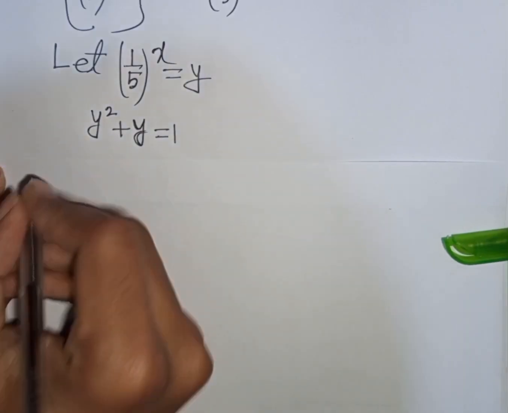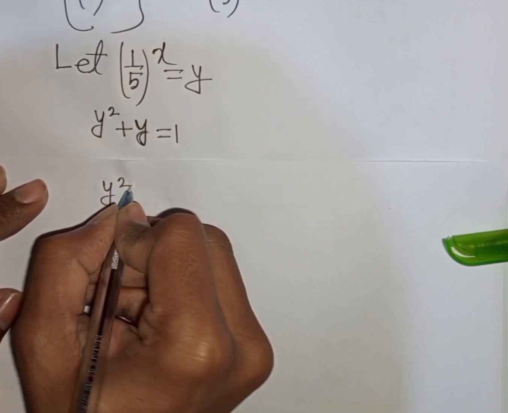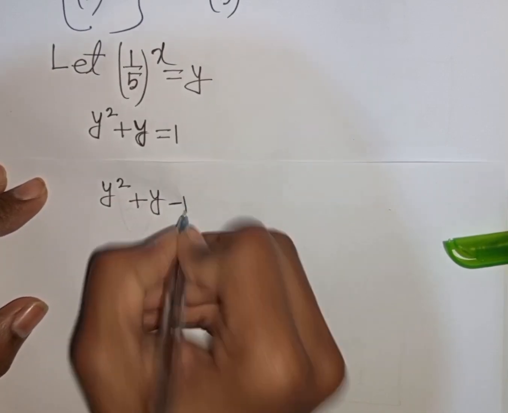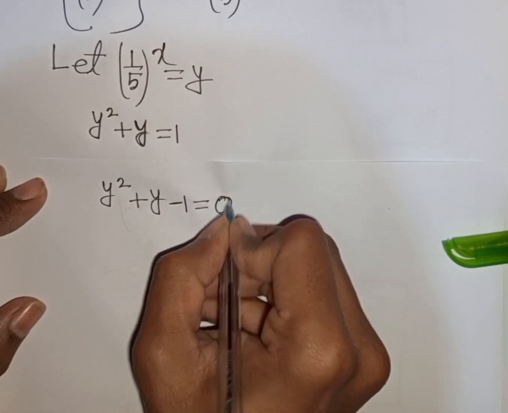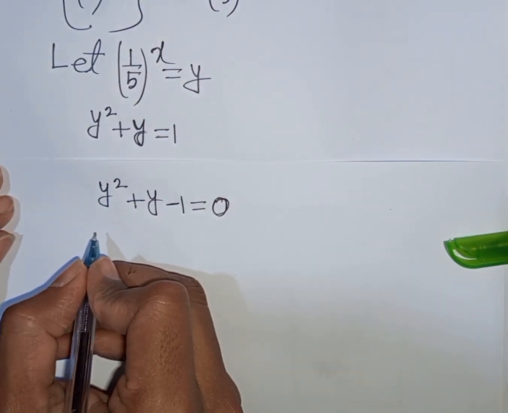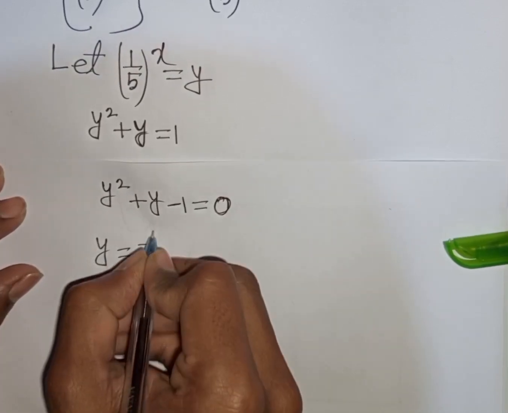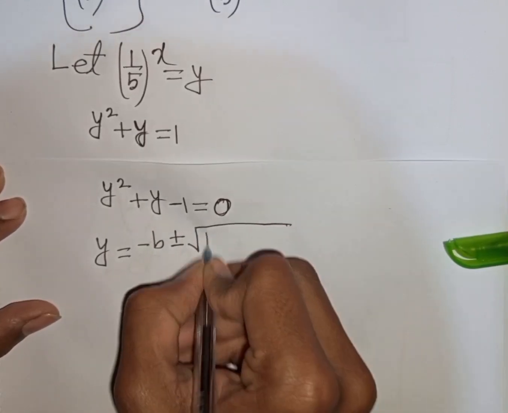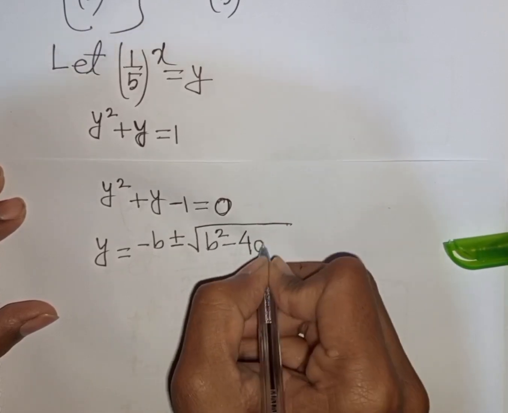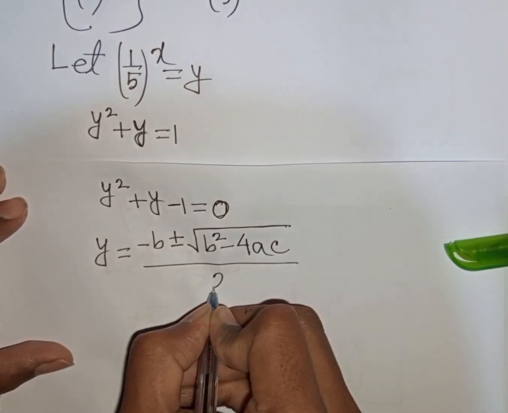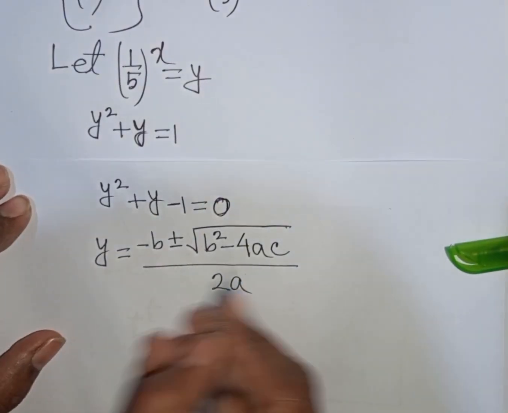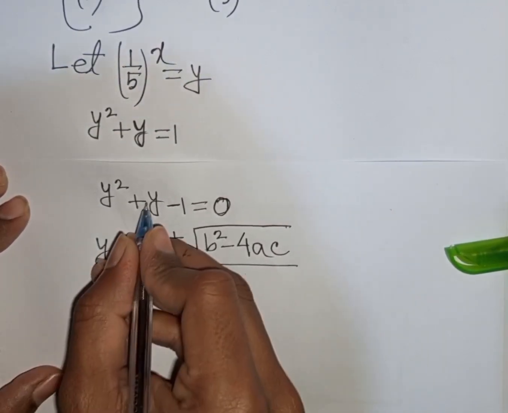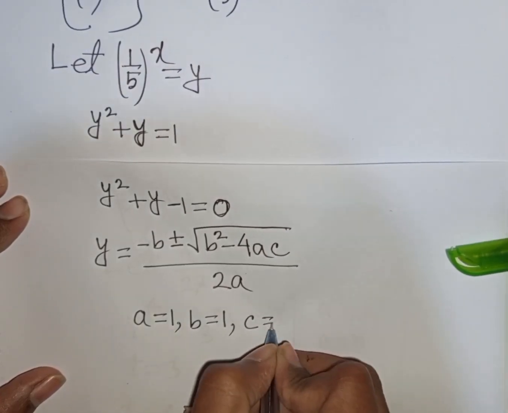Now, we can write y squared plus y, then this plus 1 taken to the left side will be minus 1, is equal to 0. Now, here you can apply the quadratic formula. So y is equal to minus b plus or minus the square root of b squared minus 4ac, divided by 2a. Here, a is equal to 1, b is equal to 1, and c is equal to minus 1.